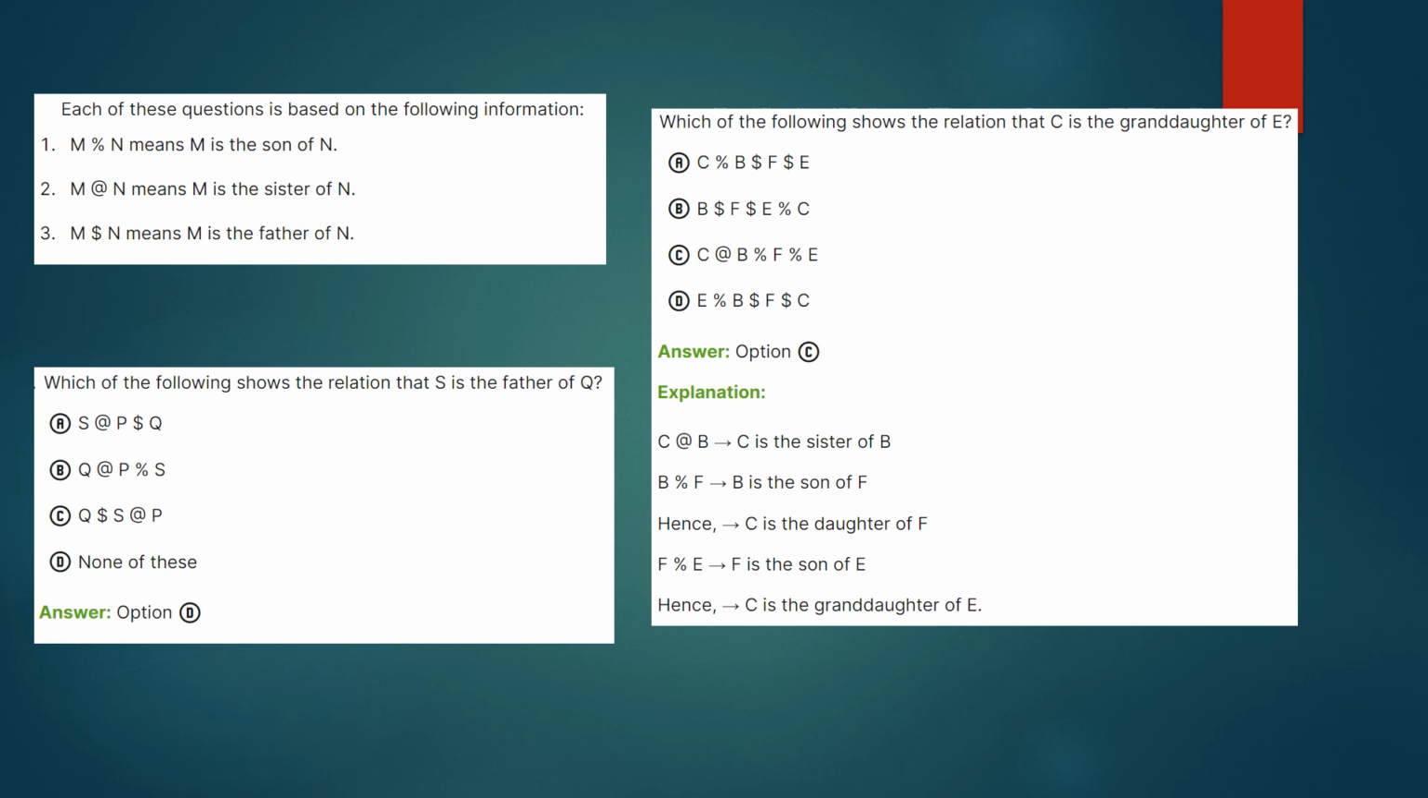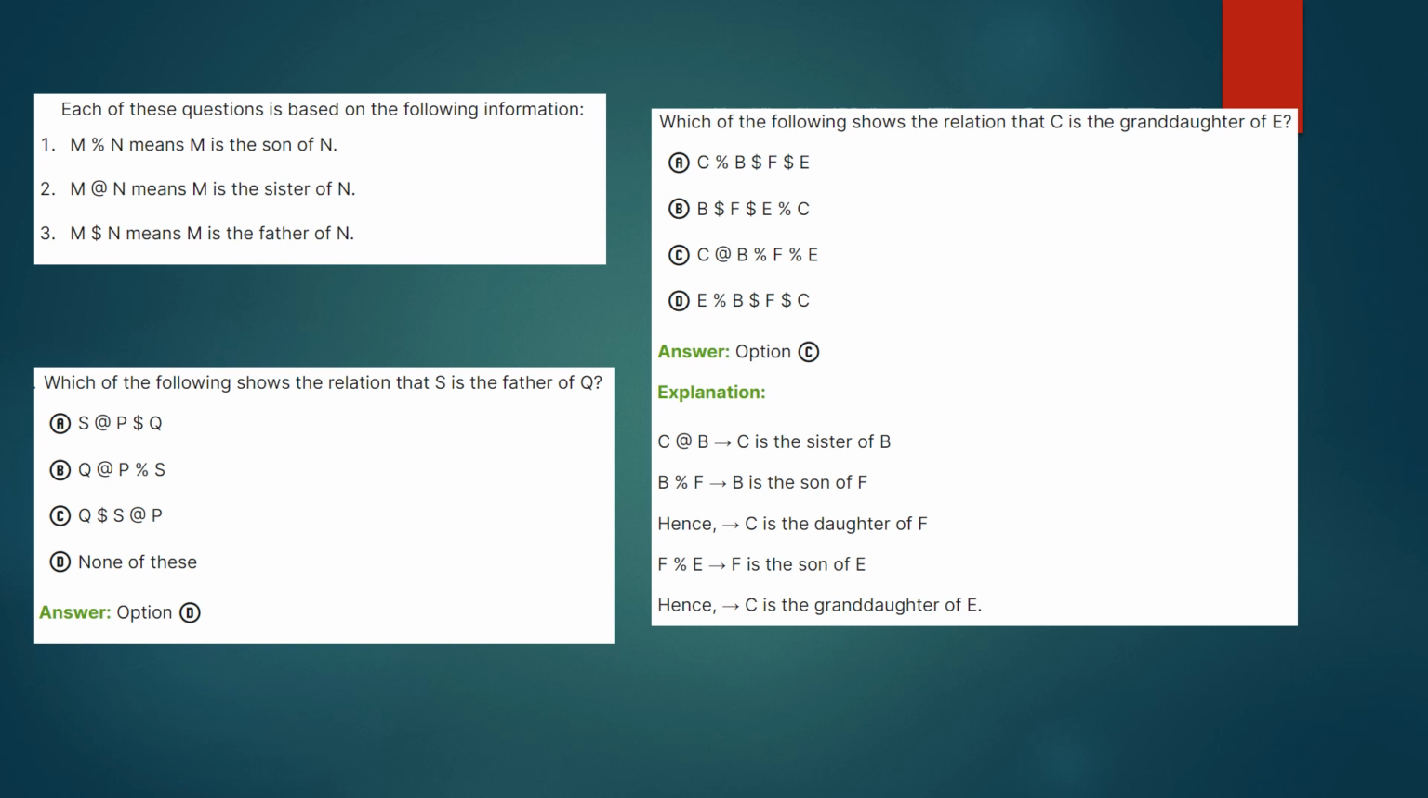So now the second question based on the same description you have here, that is, which of the following shows the relation that C is the granddaughter of E? Now here also you have to be a little fast in analyzing each and every option. Try to solve each and every option separately. Even if you get the answer in the B option, you should solve the remaining options also because it might be a bit confusing. So all the four options you have to check, then only you should decide whether C is the correct option or not.